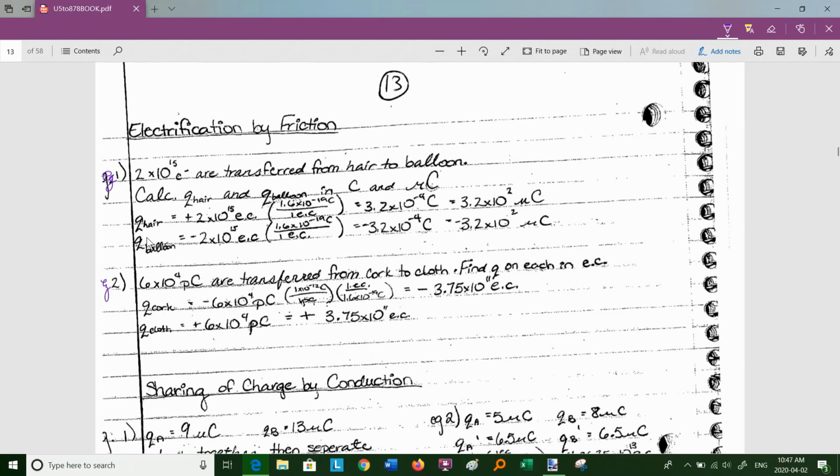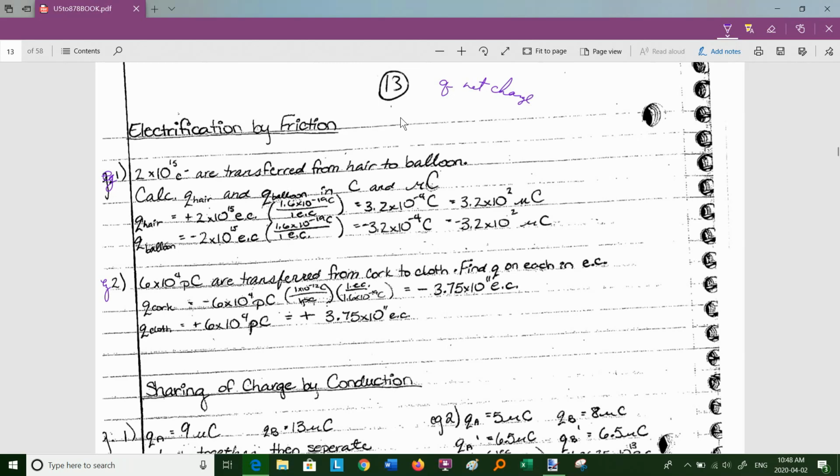We're back to this again, aren't we? Okay, so we want to calculate the Q on the hair and the Q on the balloon in coulombs and microcoulombs. Little q represents net charge. So the net charge on the hair and the net charge on the balloon.